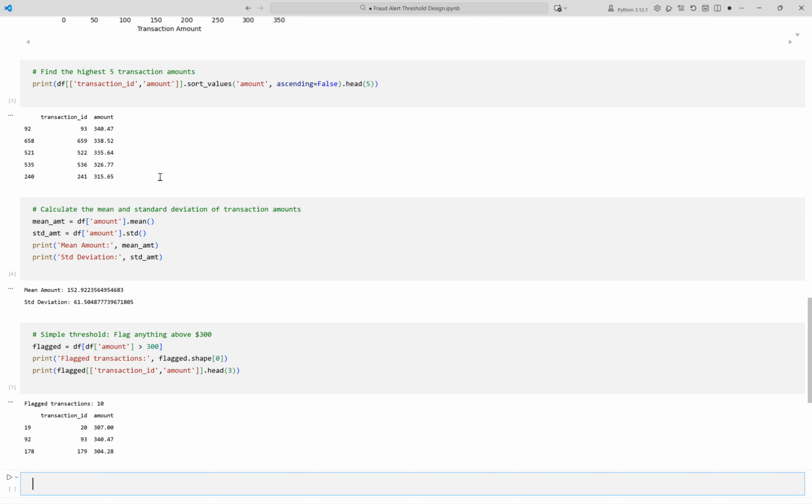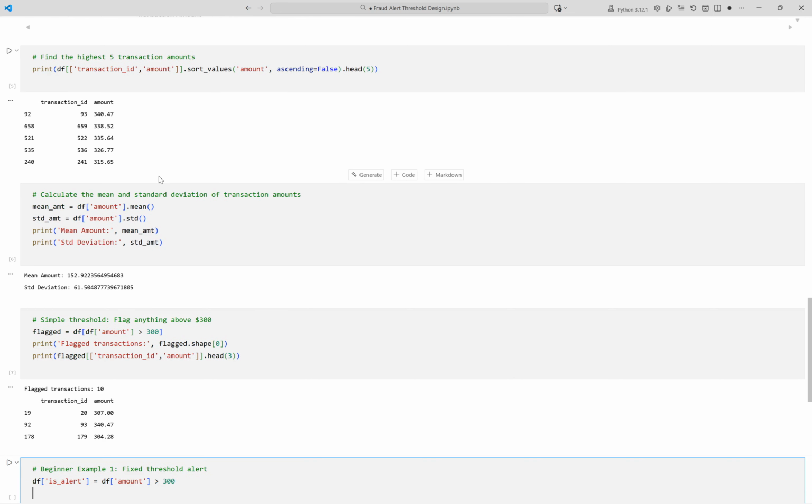We add a new column is_alert that marks true if the transaction is above $300. We count how many transactions are flagged as true or false.